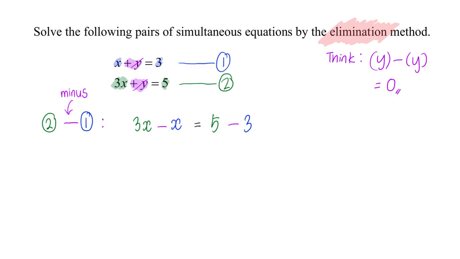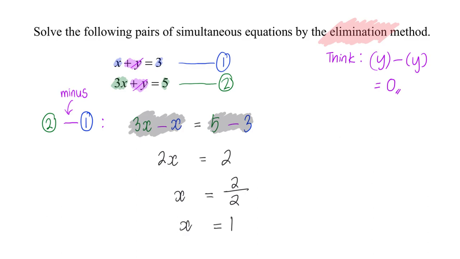And with that, we have actually successfully eliminated the variable y, and from here we can proceed to solve already, isn't it? This is 2x equals to 2. So x will be equals to 2 divided by 2. X equals to 1.